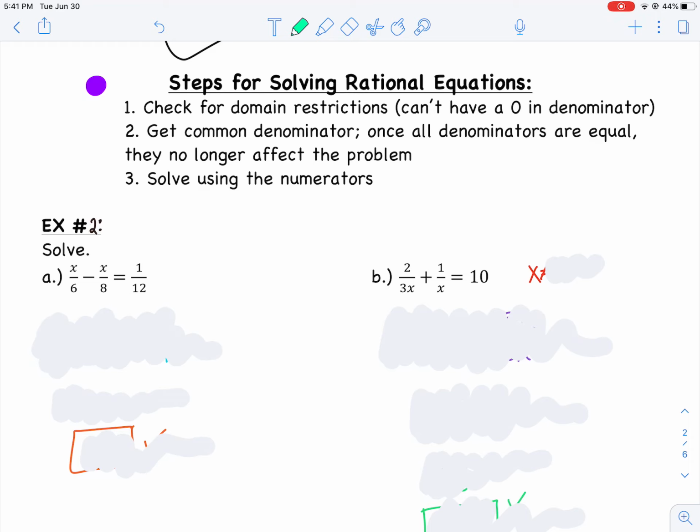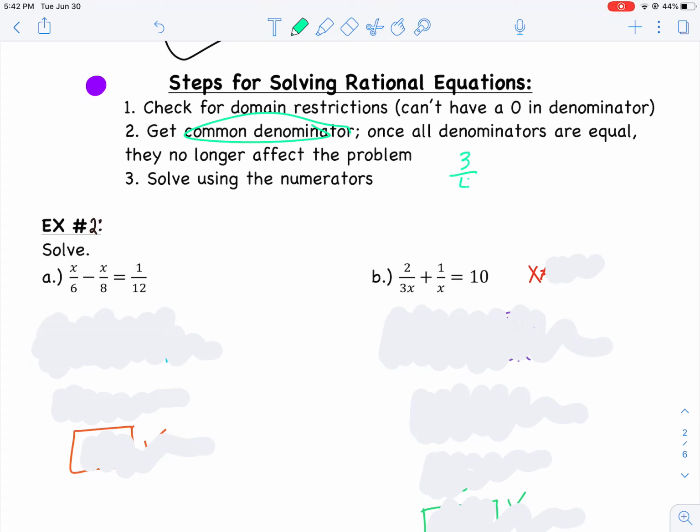Then we might have to combine some of our fractions by adding and subtracting. And remember, anytime we add or subtract fractions, we need to make sure that we get that common denominator, right? And once our denominators are all the same, then really our denominators are no longer affecting my problem. Let me show you what I mean by that.